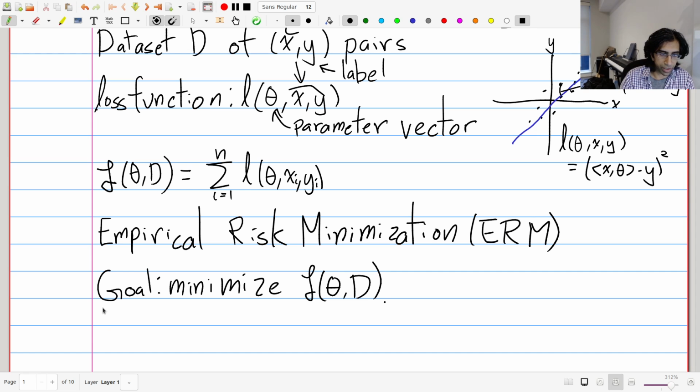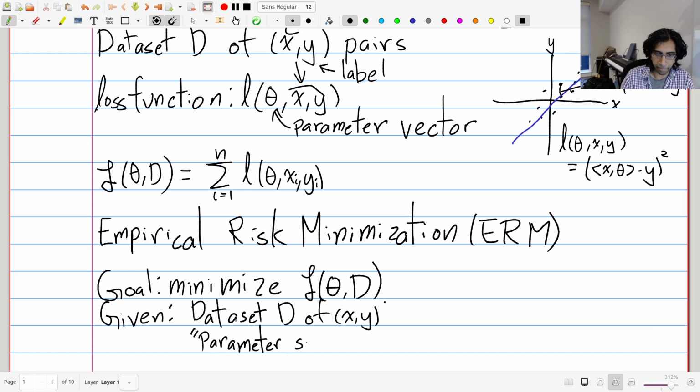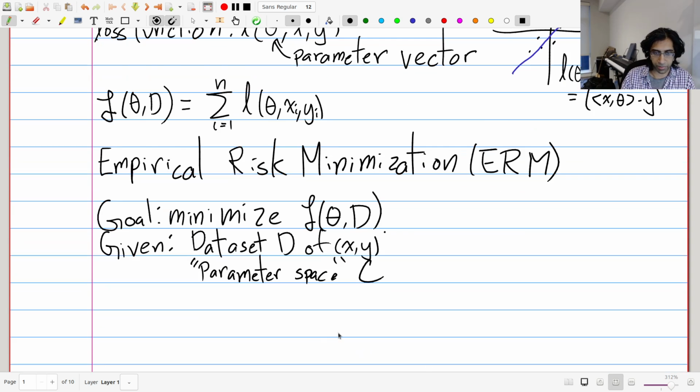So in particular, we're going to be given a data set D, and we're given a pair, let's say the pair is (x, y). We're also going to be given some parameter space, which we'll call C. What I mean by parameter space is that we're going to be trying to find a parameter vector which is as good as possible, but we're only going to optimize over the set of parameter vectors which belong to some set like this. So parameter set, parameter space, same kind of idea.